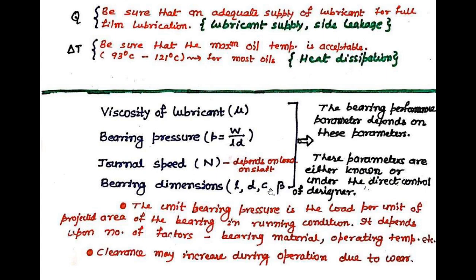Clearance, this C, clearance has a very important role in the journal bearing. Clearance may increase during operation due to wear. So if initially the designer has put some clearance, this clearance may vary or increase during operation due to wear of the bearing surface.